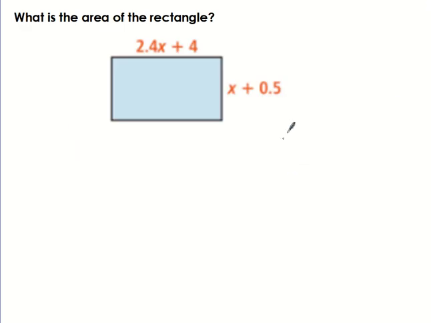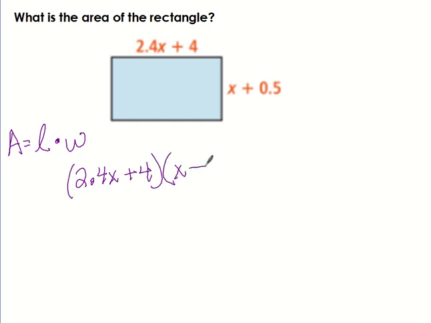So what is the area of the rectangle? Remember, area of a rectangle is just length times width. So I'm just going to take 2 and 4/10 x plus 4, and I'm going to multiply it and distribute it with x plus a half. So it's no different than what we've been doing, right? It's just distribute, FOIL, table, whatever version you want to use. So I'm going to just distribute this way. So that's going to get me 2 and 4/10 x squared.